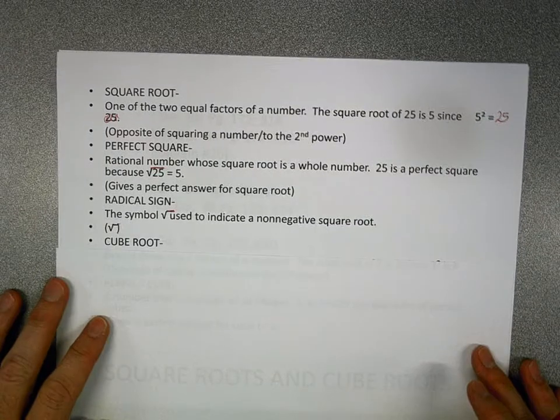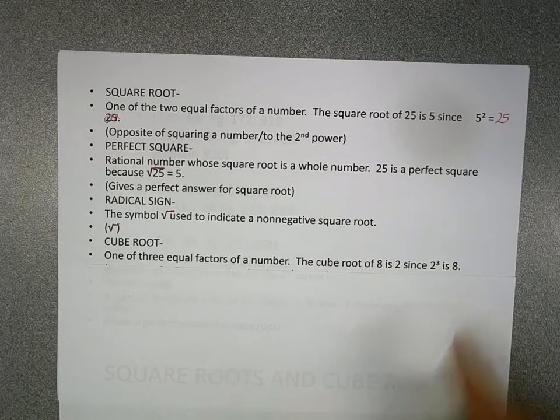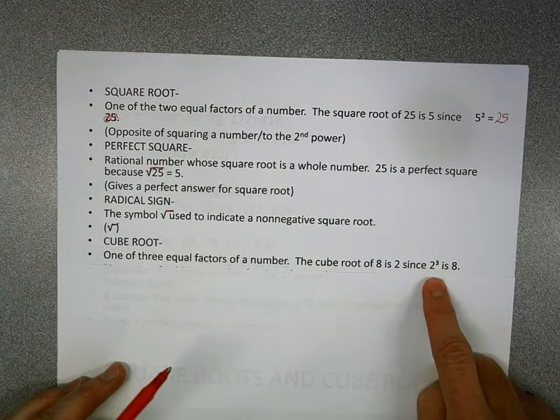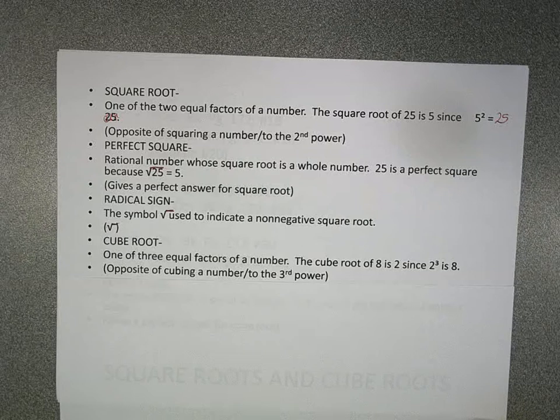Cube root, everyone? Cube root. Here's what the book says a cube root is. It's one of 3 equal factors of a number. So the cube root of 8 is 2, since 2 cubed, meaning 2 to the third power, is 8. A cube root, you could just think of it as the opposite of cubing a number, or better yet, of going to the third power.